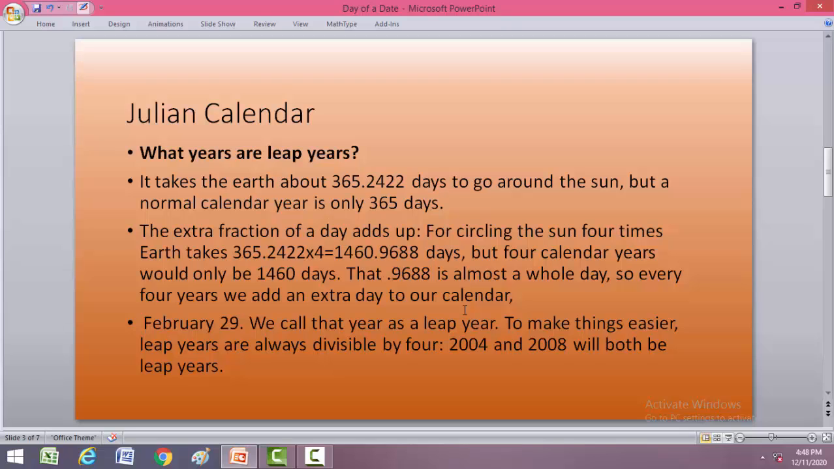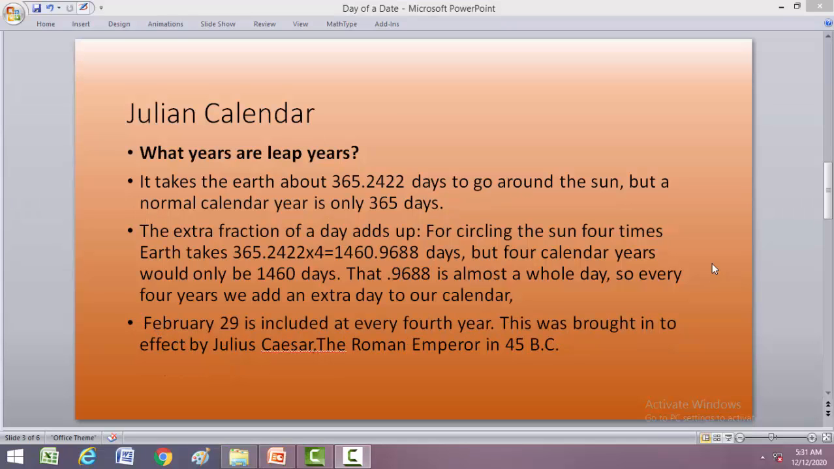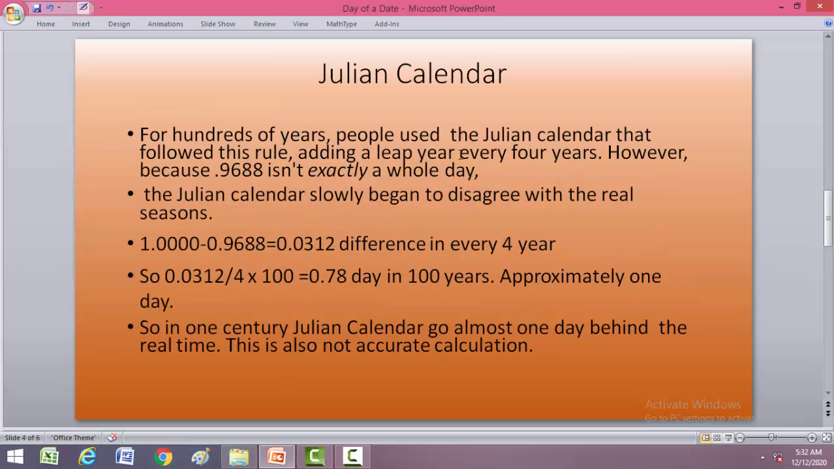This system is called the Julian calendar system. That one day is included in February. For this reason, February 29 is included every 4th year. This was brought into effect by Julius Caesar, the Roman emperor, in 45 BC with the help of the Greek mathematicians and astronomers. For hundreds of years, people used this Julian calendar that followed the rule of adding February 29 every 4th year.